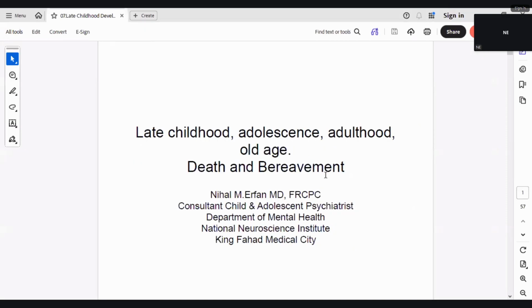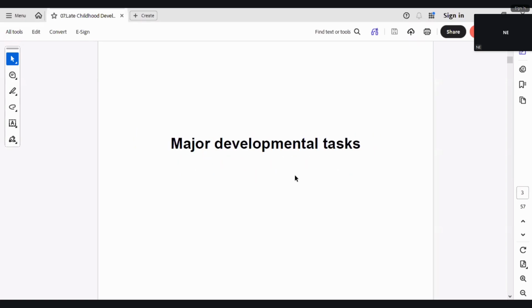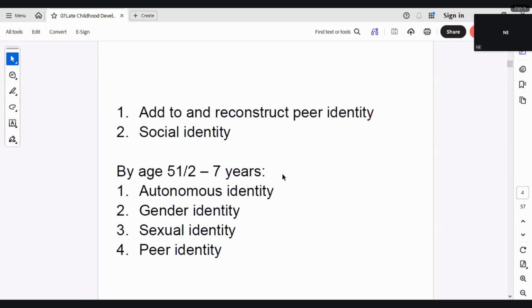All right, so moving on to late childhood, adolescence, adulthood, old age, death, and bereavement. So 6 to 12 years, that's intermediate, like elementary school, grade 1 to 6. The major developmental tasks here are more of the peer identity and social identity. So by age 7 years, they have an autonomous identity, they have a gender identity.